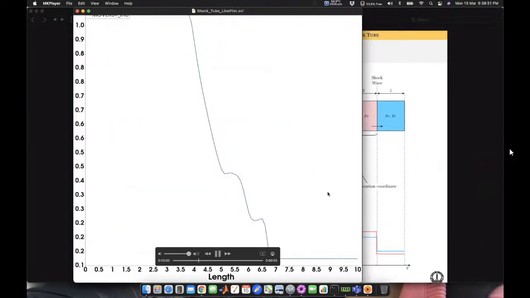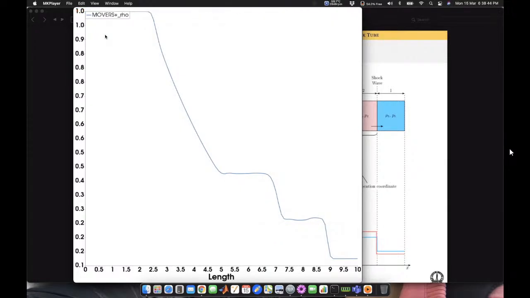So initially there was, you can see that. This is the shock wave that is moving, and this is the contact wave that is moving, and from this point to the left hand side, it's a smooth region, so it's an expansion wave. This is the data obtained from numerical simulation.